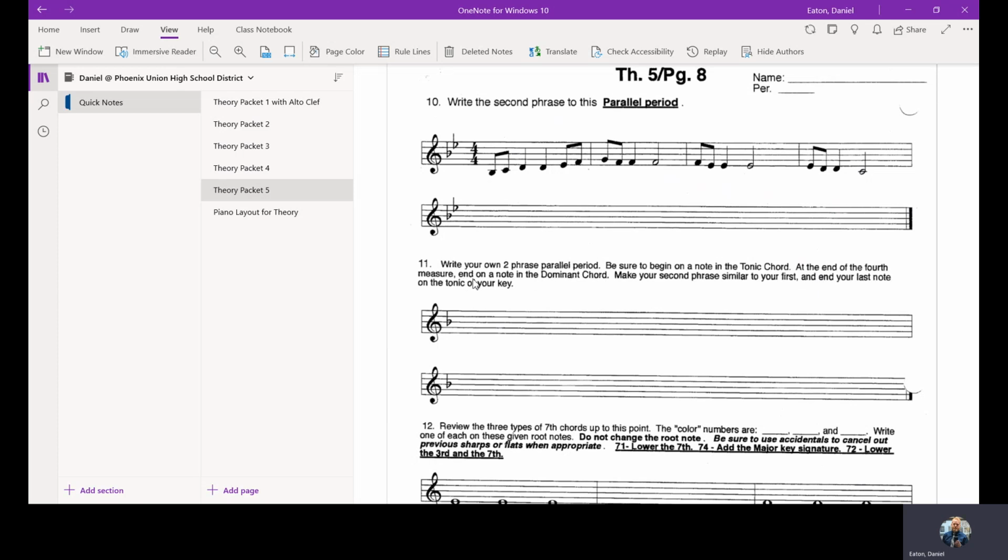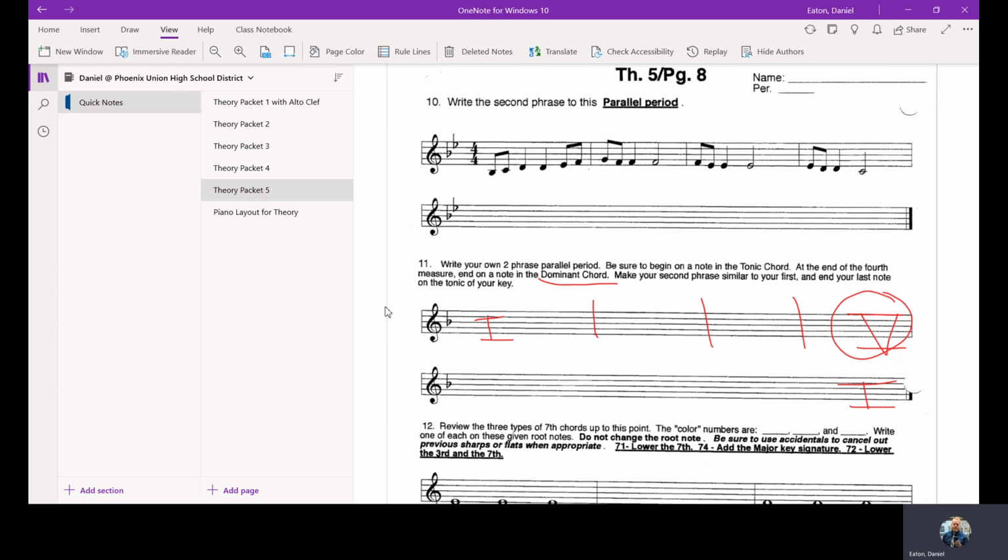At the end of the fourth measure, end on a note in the dominant chord. So the dominant chord in F major, dominant again being the fifth, Roman numeral V, is going to be something in the C triad family, so C, E, or G. That's going to be what the measure ends on around here. Something that's in that dominant chord. Okay, so you're going to start on a 1. This is going to end on a 5. You've got your measures here that you're building, right? Measure 1, measure 2, measure 3, measure 4. Make your second phrase similar to your first and end your last note on the tonic of your key. So again, that's going to end here.